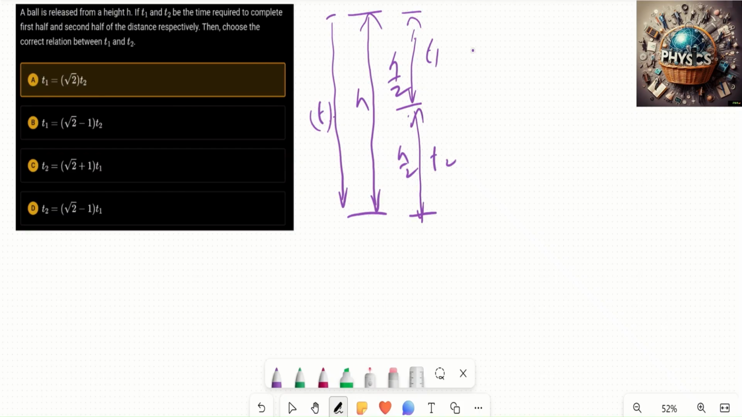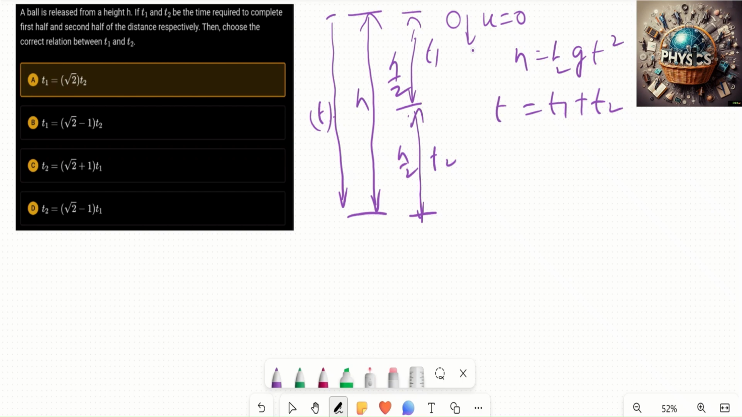Since the ball is just simply dropped, u is equal to 0. So in that case, we can say h equal to 1 by 2 gt square, as the ut component is getting 0. This is one thing. And of course, here t is equal to t1 plus t2. This is my first equation.